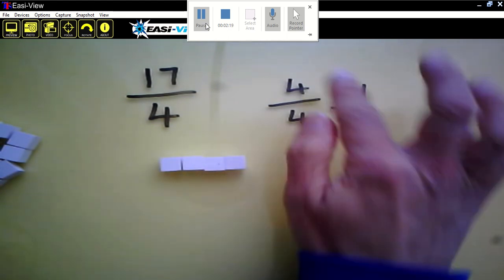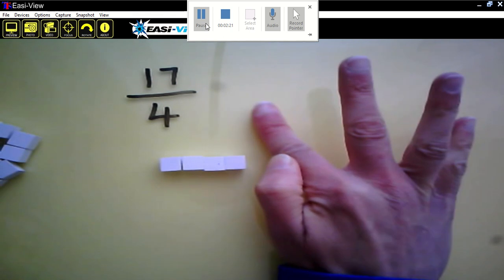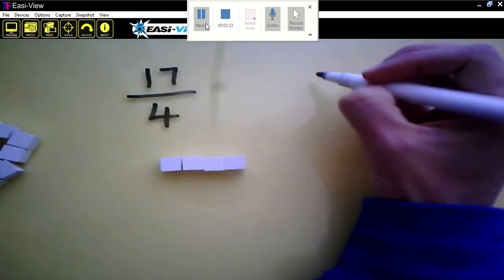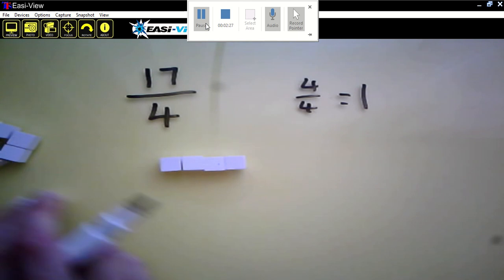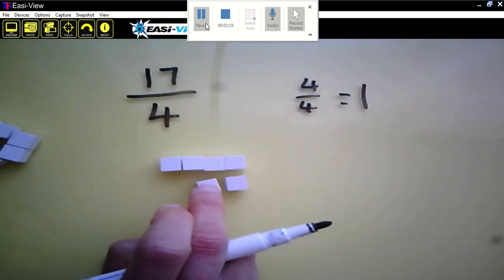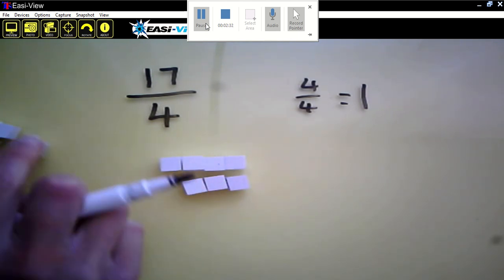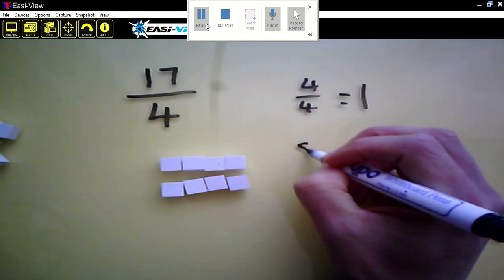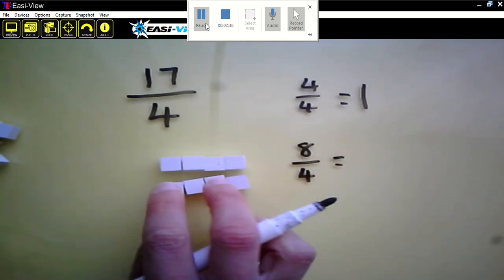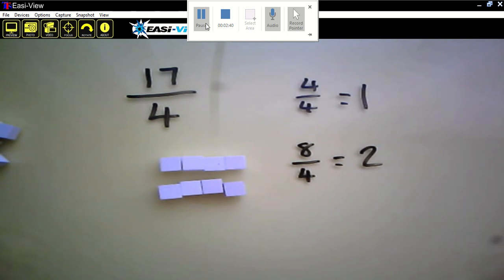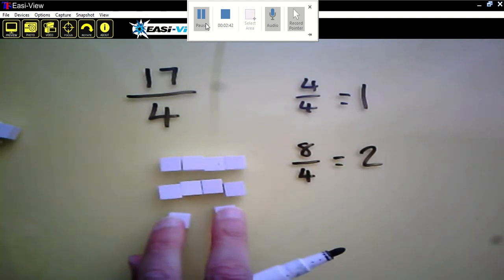So I need to see how many more quarters I've got so I can make another whole. So that's my 4 quarters and that's one whole. Okay. And then I've got 5 quarters, 6 quarters, 7 quarters, 8 quarters. So 8 quarters is the same as how many wholes? It's the same as 2 wholes. Lovely. I've still got some quarters left.